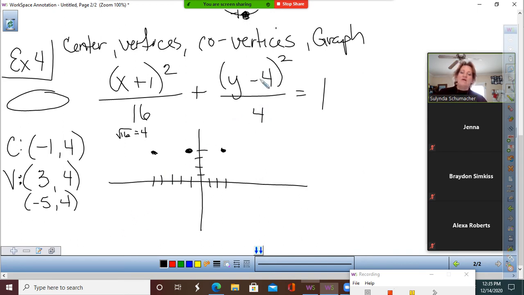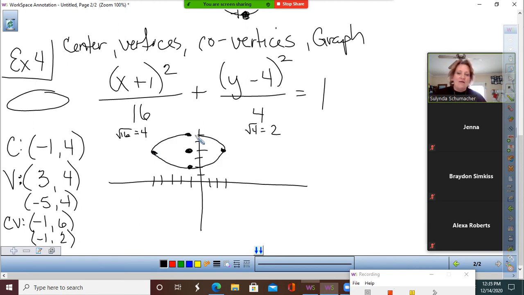Do up and down underneath y. If I square root 4, I get 2. So that means on the y-axis, I'm going to go up 2 and down 2. Those are my co-vertices. So it's at negative 1. If I add 2 to 4, I get 6. If I subtract 2 from 4, I get 2. You can think of it that way also, or you can just draw it and write down the points. I'm okay either way.